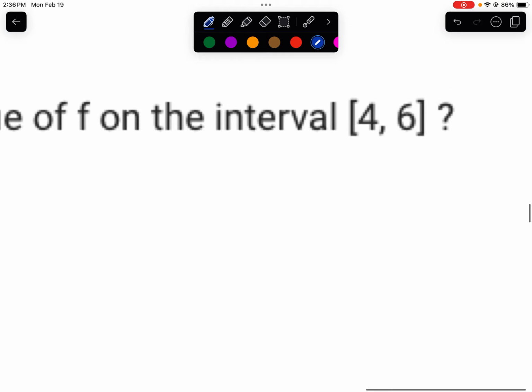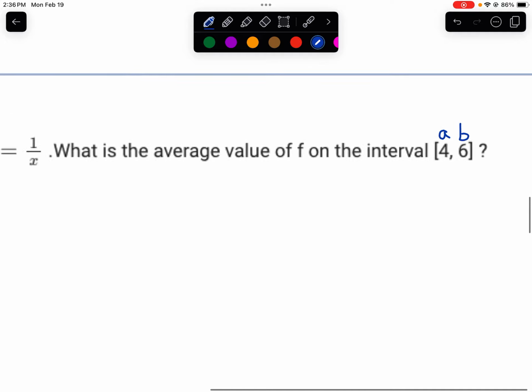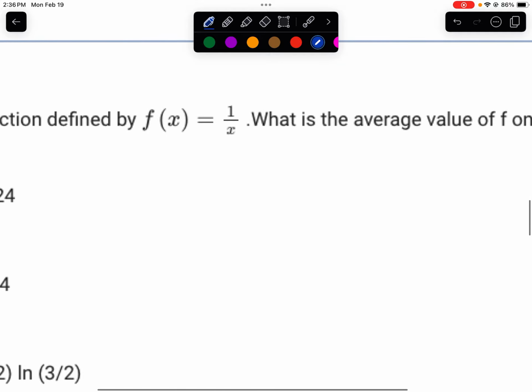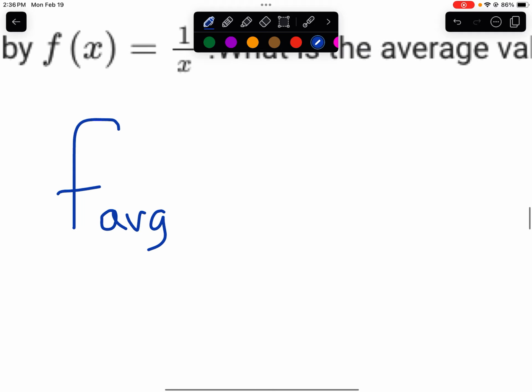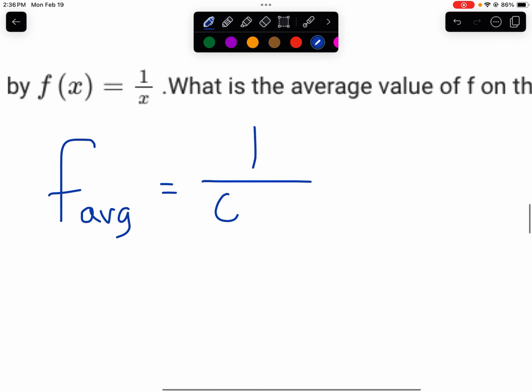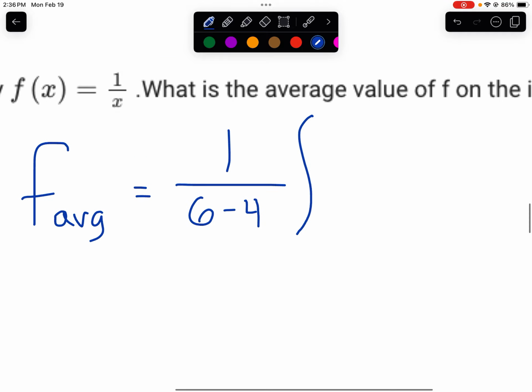Well, here's our a, here's our b. Let's get our formula set up. We've got this function f when we're finding its average value, using that as kind of a subscript there. That'll be 1 over b minus a. That's 6 minus 4. That's the length of our interval, 1 over the length of our interval. So we're dividing by the length of our interval, from x equals 4 to x equals 6. And we're looking at the area under this curve right here.